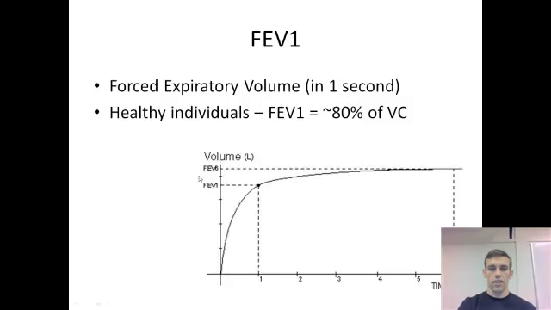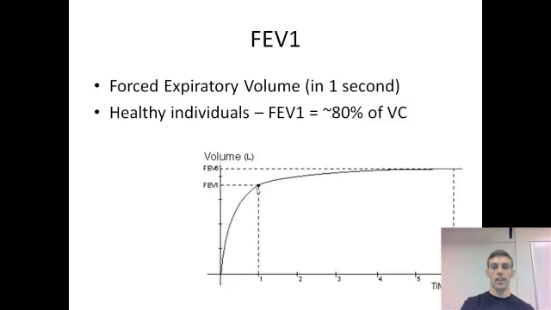So it looks like in this test, they tested it for 6 seconds. So this person blew out as much air as possible in 1 second, and then from second 1 to second 6, that's when they're really trying really hard to get all the air out of their lungs. So that's just how that test is done. And so again, the FEV6 in this test would equal the vital capacity.